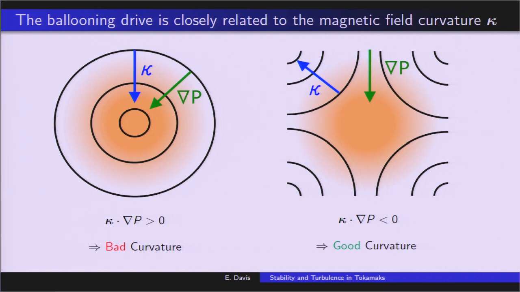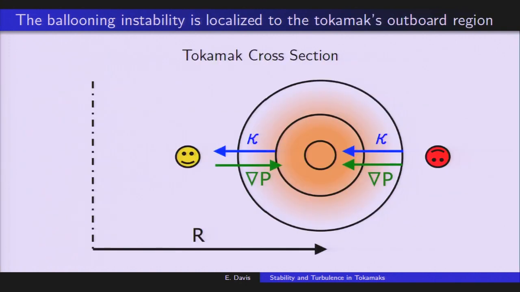In contrast, if you have this cusp-shaped magnetic field, you see that if you move radially outwards, the field density increases, and it's going to be more able to push this plasma back in radially if it moves out. And this is so-called good curvature.